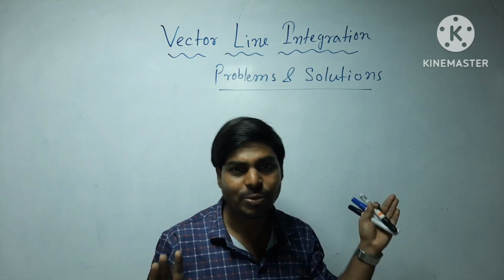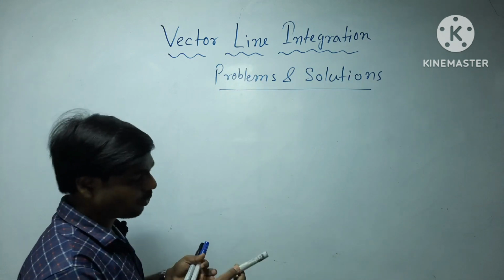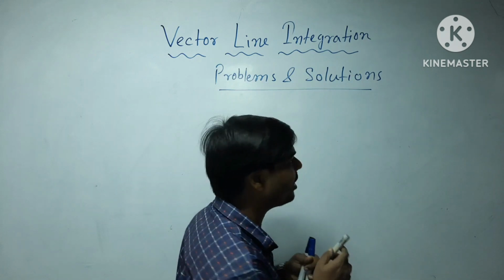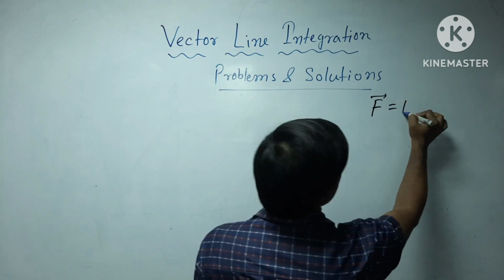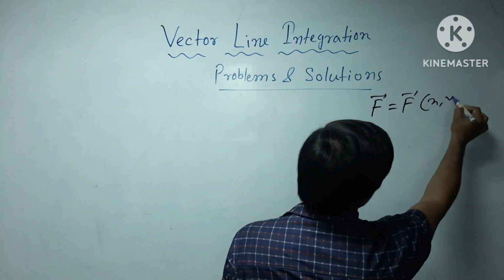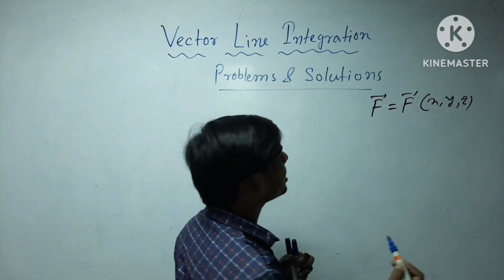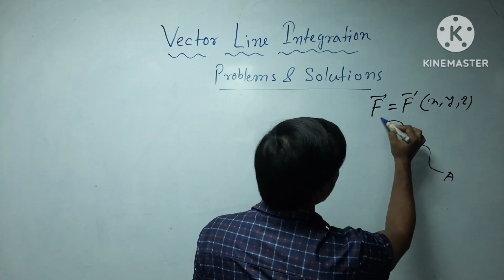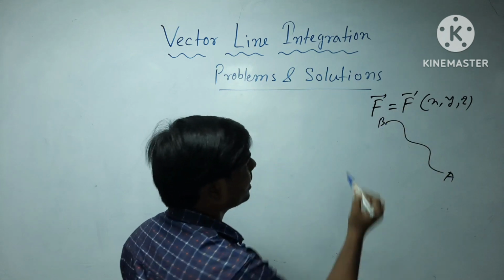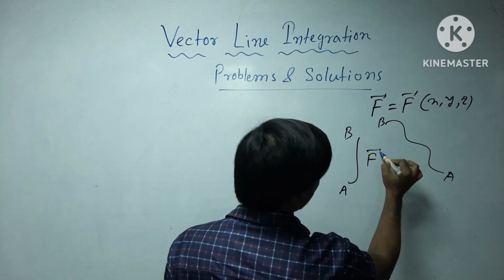So first let's summarize what we have found out from the first or last video lectures. In this vector integration series, in the last video lecture we found out the definition of line integration. For example, if a vector field f, which is a function of x, y and z, is given and we have to integrate this vector field along a path a to b, this is represented by the symbol integration a to b f dot dr.